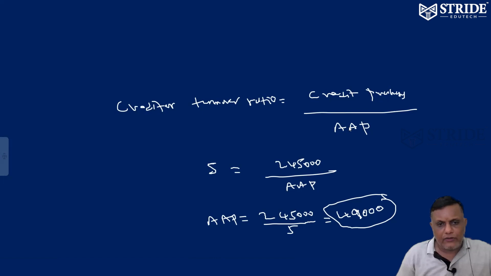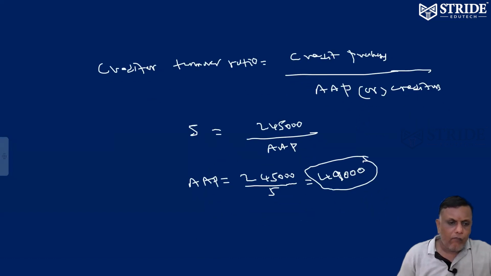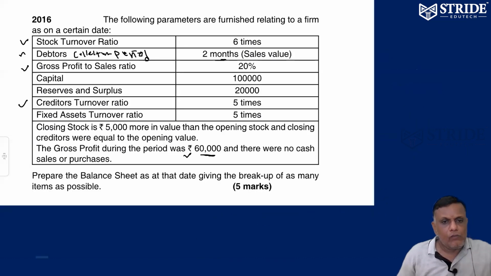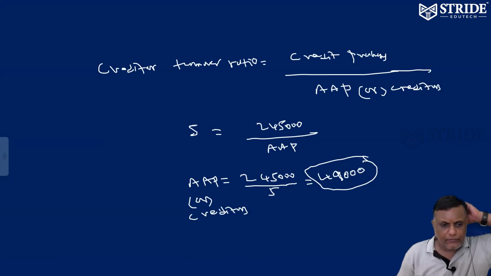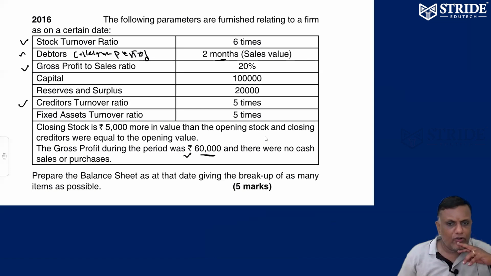Average accounts payable is otherwise known as creditors, simply creditors, because opening creditors and closing creditors are equal. There is no difference between opening and closing creditors, so both are the same.